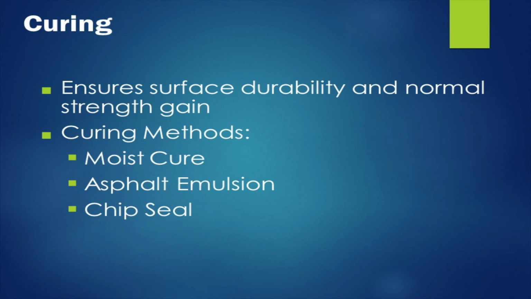The curing methods. There are several ways to cure in this particular case. In some of the other additives too, whether you're using a lime or whether you're using an emulsion, you still have to apply moisture. You can use an asphalt emulsion, you can use a chip seal. That seems to be the preferred method that the department likes to use, is the chip seal. Moisture cure until it can receive that chip seal.